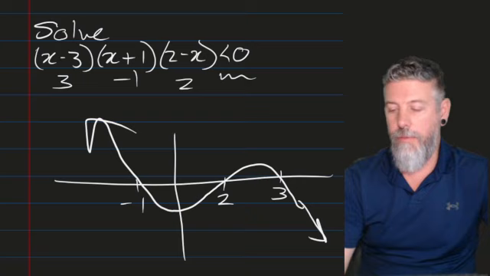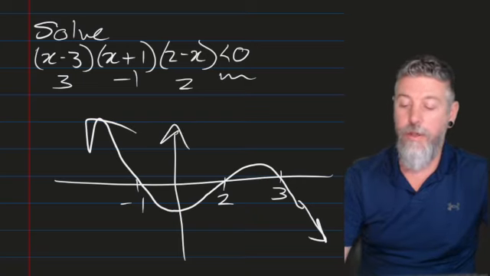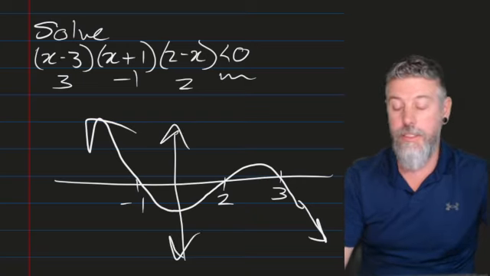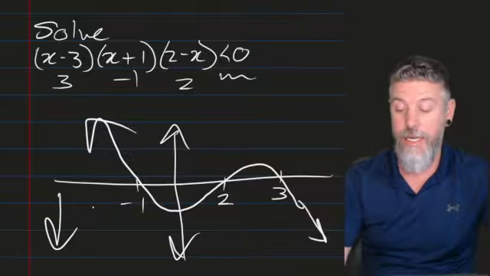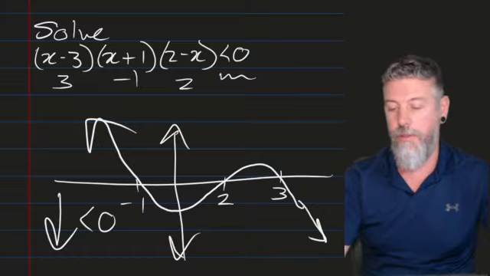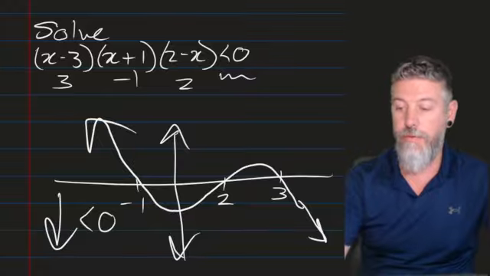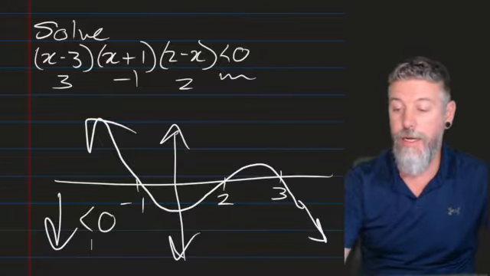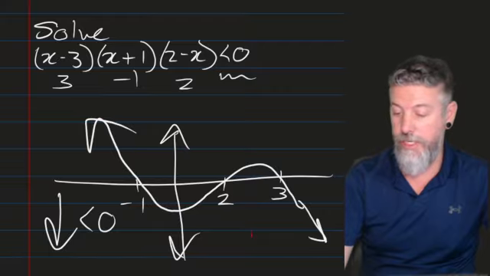Now when you graph something, the y values are the function values. So less than 0 is below the x-axis. That's what's less than 0. So we care about parts of this function that are less than 0. So let's go and highlight some of those sections.